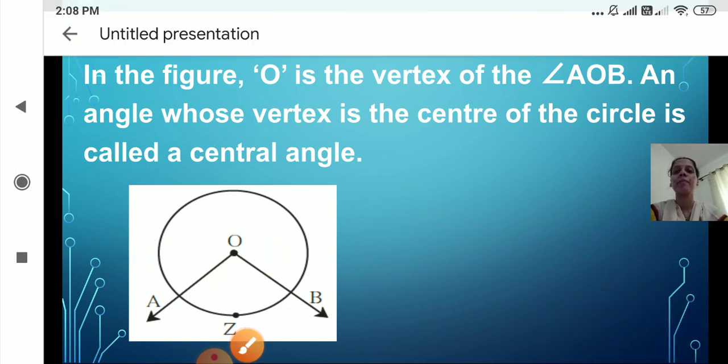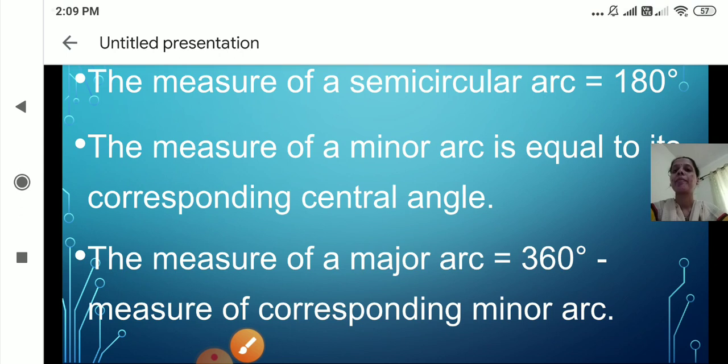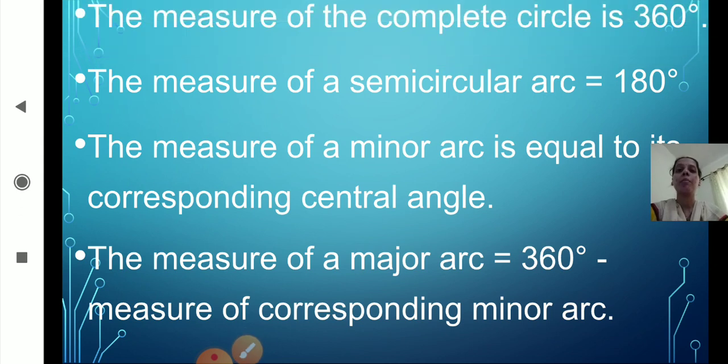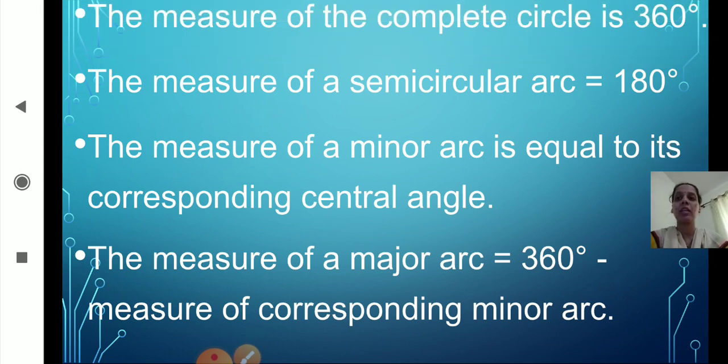Now, the measure of a complete circle is 360 degrees. What is the measure of the complete circle? The measure of the complete circle is 360 degrees. The measure of a semicircular arc is equal to 180 degrees. The measure of a minor arc is equal to its corresponding central angle.